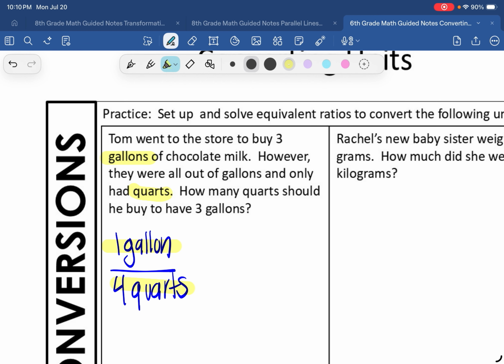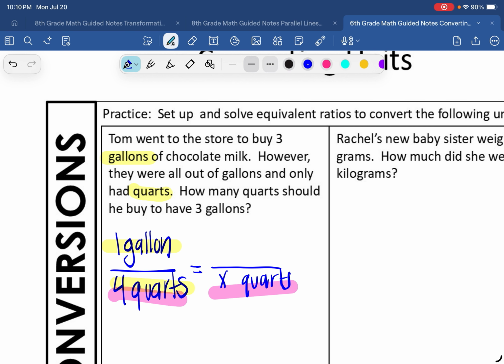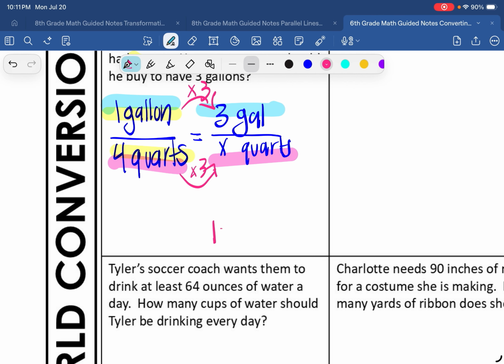To my conversion ratio, I put gallon on top, quarts on the bottom. Again, you can flip it as long as you're consistent with where you put your units. Since I put quarts on the bottom, I will keep quarts on the bottom. I want to figure out how many quarts, so X quarts. I put gallons on top, so we will keep gallons on top. 1 gallon, and I want to figure out 3 gallons. My multiplicative factor, 1 times what is 3? That's going to be times 3. So 4 times 3 is 12. So he should buy 12 quarts if he wants 3 gallons of chocolate milk.